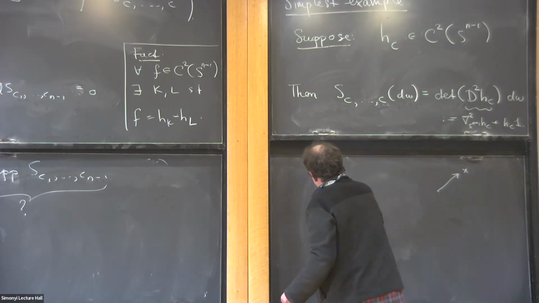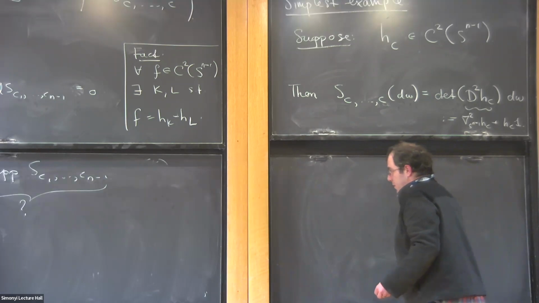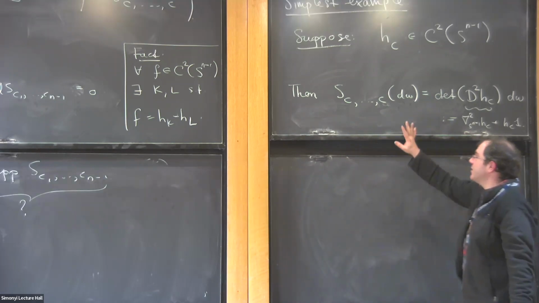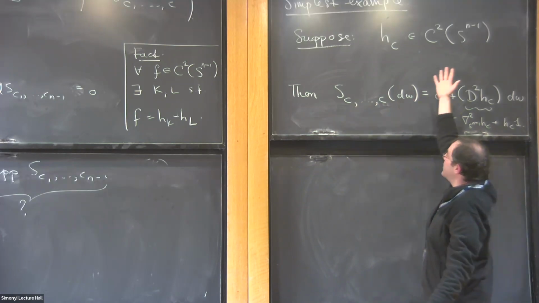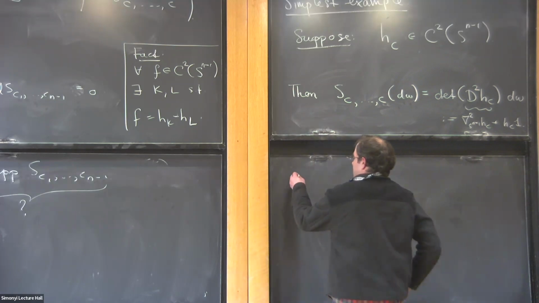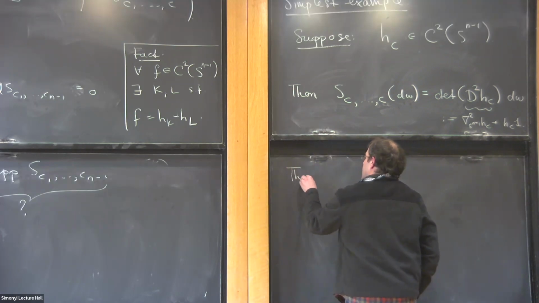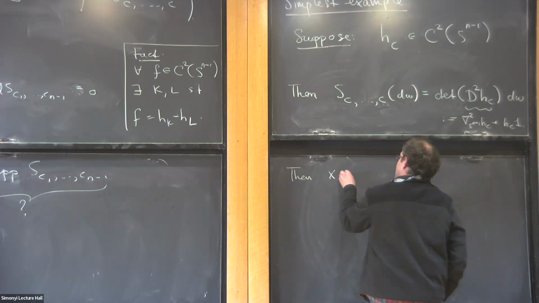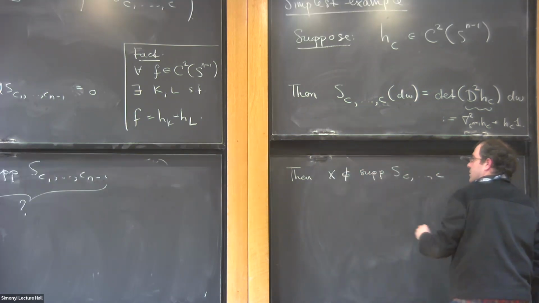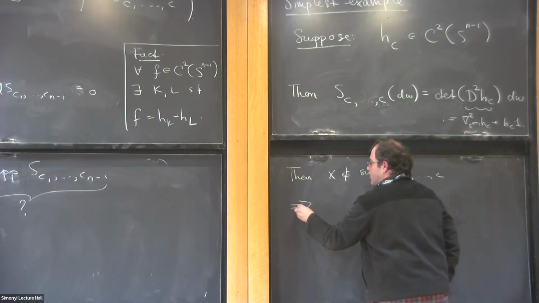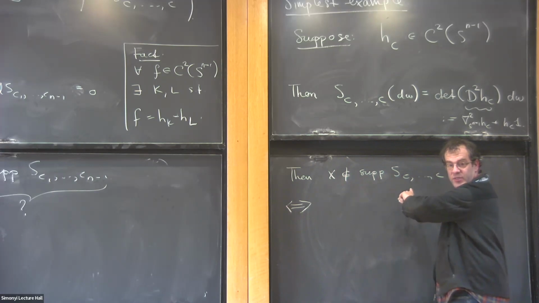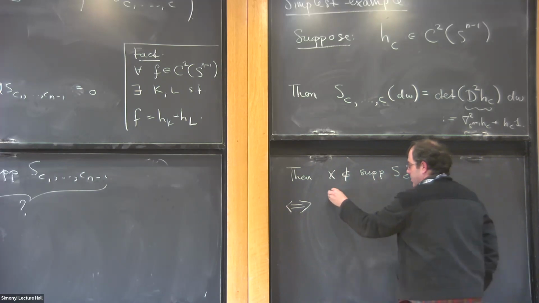Now, what does this mean? So let's think about this example. We have this very special case where all of the bodies are the same. We have a support function that's C2, and now we want to understand the support. So what does it mean for x not to be in the support of this measure? What it means not to be in the support of this measure is that there's some neighborhood of x for which the measure is 0. That's the definition of support, right?